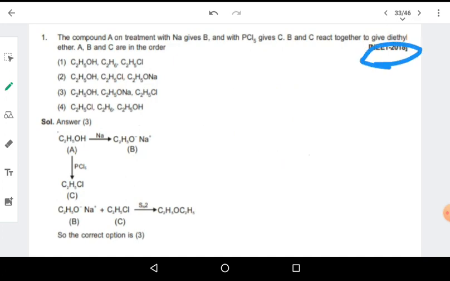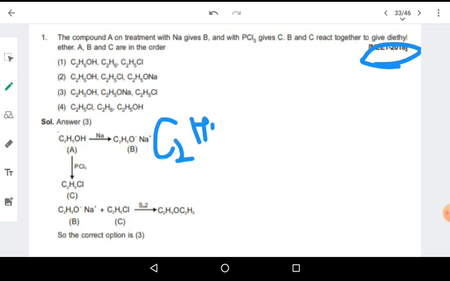NEET 2018 question. Compound A on treatment with sodium gives B. With PCl5 it will give C. B and C together give diethyl ether. A, B and C are in the order? So if I am checking the options, 3 options are saying C2H5OH and 1 is saying C2H5Cl as A. So let us take both.